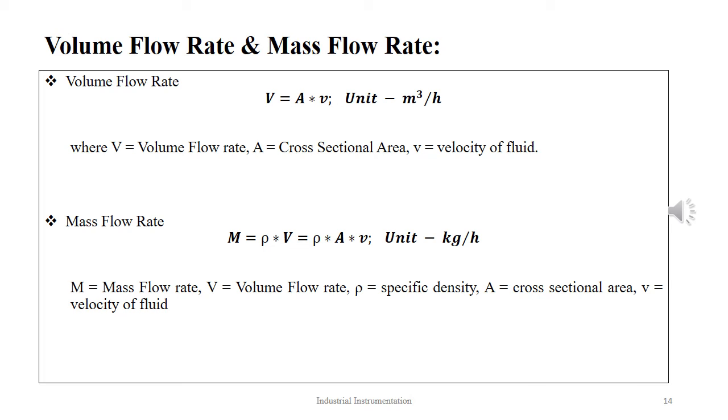For mass flow rate, the expression is given as m equal to rho into V, which is equal to rho into A into v, and the unit is kg per hour, where m represents mass flow rate, V is the volume flow rate, rho is the density of the fluid, A the cross-sectional area, and small v the velocity profile of the fluid.